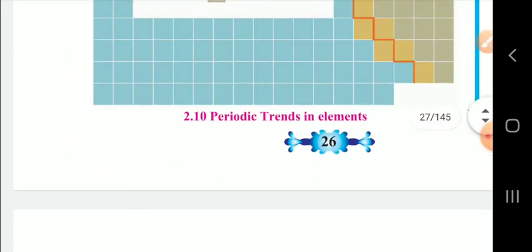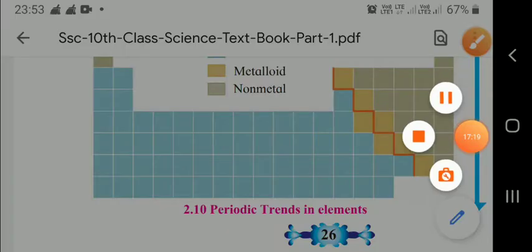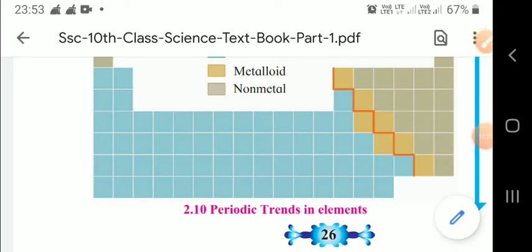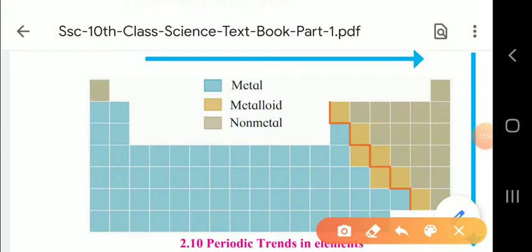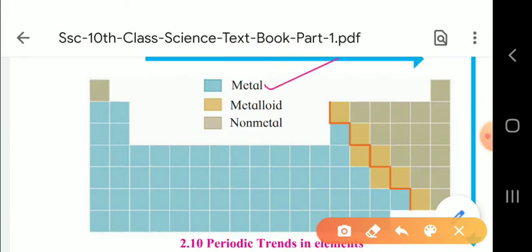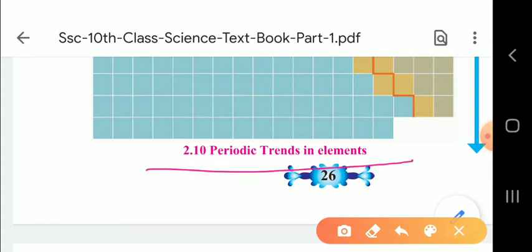So here is one diagram of periodic trends that you can see, children. Here you can see one more thing: the metals on the left side are shown in blue, the dark yellow, mustard color ones are the metalloids, and these are the non-metals, so that you can understand. This is about the periodic trends in the elements.